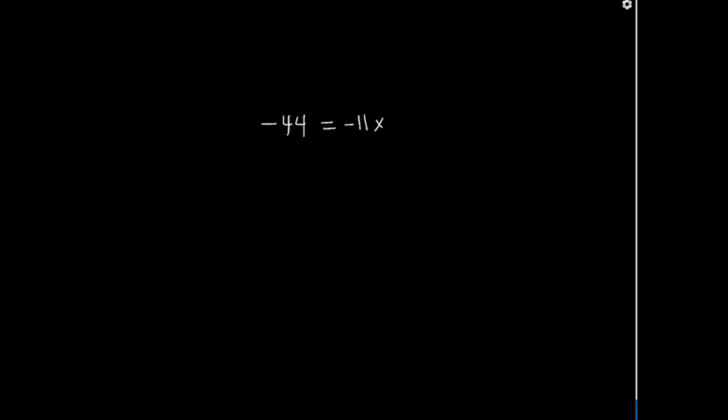Our next one that we have, again, this time, even though the variable is on the right-hand side of the equation, I still want to take whatever the coefficient is. And in this case, the coefficient is just that negative 11. So I divide both sides by a negative 11. You do have to be careful of your signs here.